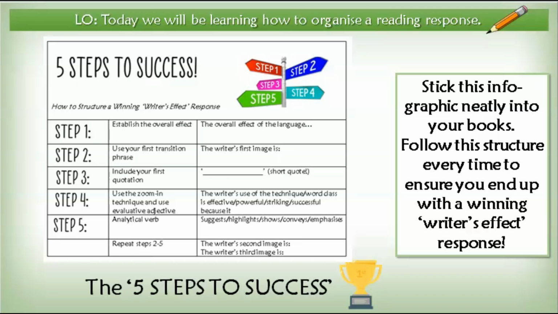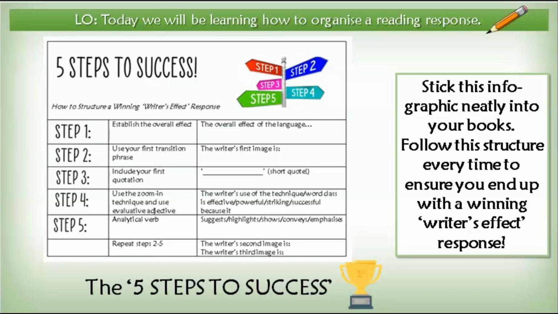of seamless way. Step 1, of course, establish the overall effect. So your paragraph will always start with that sentence starter. And remember, you will have some sort of abstract noun or adjective within that sentence starter. Step 2, use your first transition phrase. Quite simply, with my year 10s, I am going to use "the writer's first image is." So we are not embedding quotations. However, if you can do that, that's excellent.